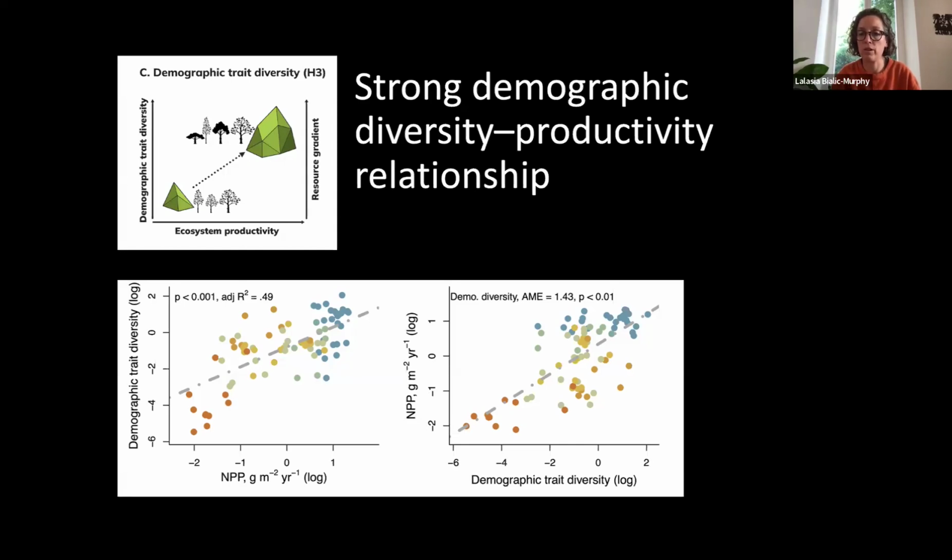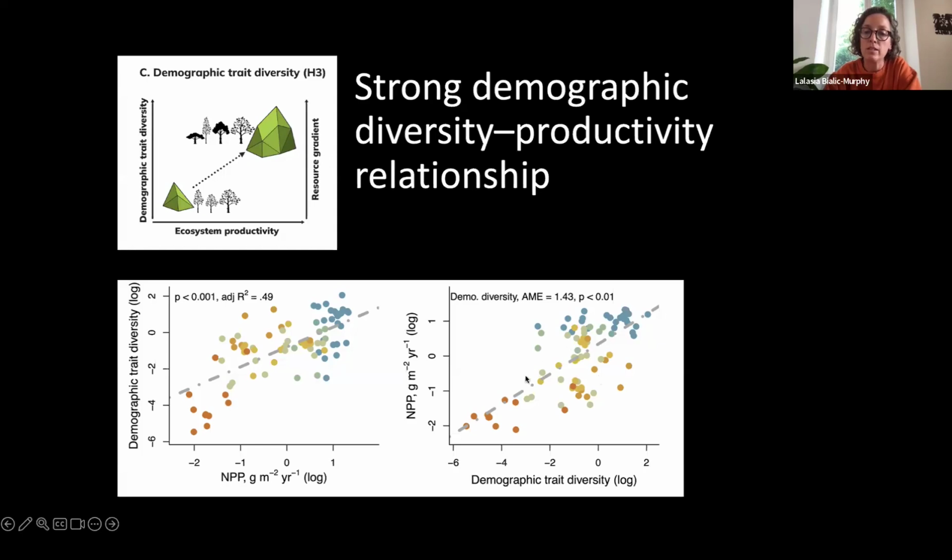So the growth and the longevity of trees and how that relates to the productivity of systems. This macro scale study really doesn't confirm the causality of this relationship, but it just establishes that there is a signature of the demographic diversity of systems and productivity across these large-scale latitudinal gradients.